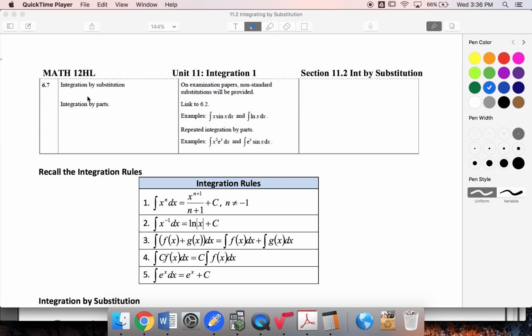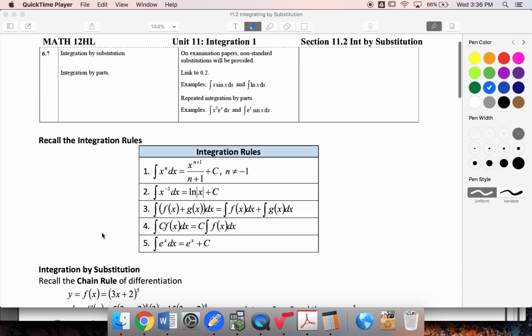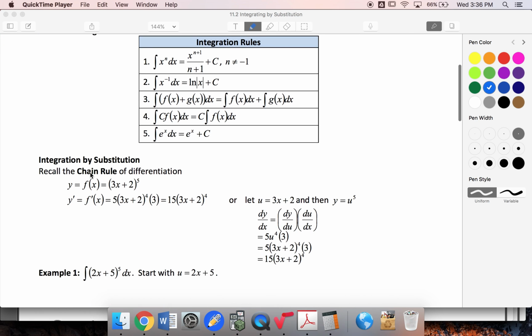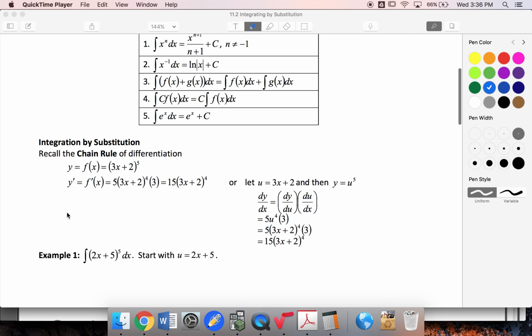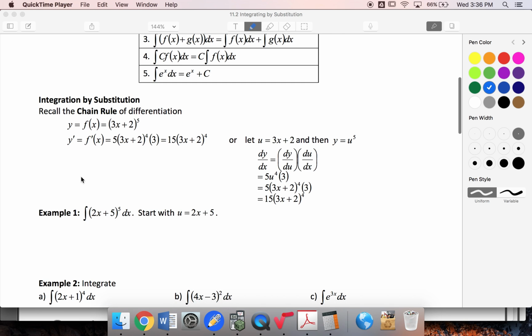In this video, we're going to look at integration by substitution. So remember we talked about these integration rules in class, and we also talked about the idea that there is no product rule or quotient rule for integration. Instead, if I see a product, I'm going to try and think about chain rule, because chain rule in differentiation involved a product. So I'm going to be using this idea to help me integrate by substitution.